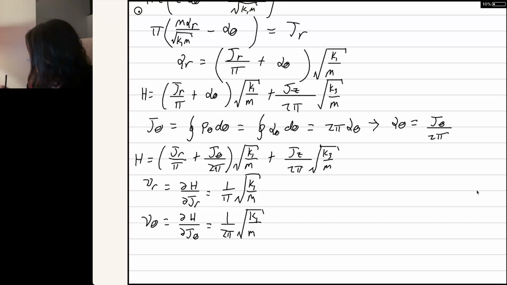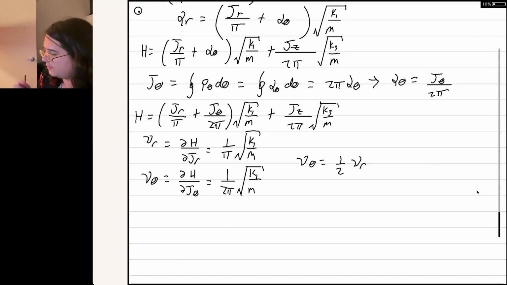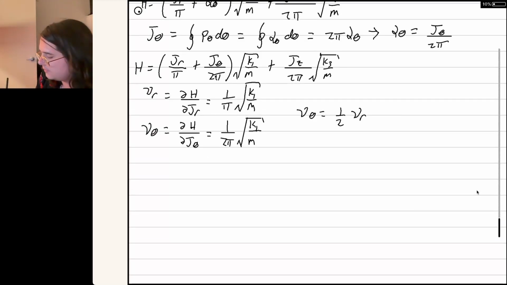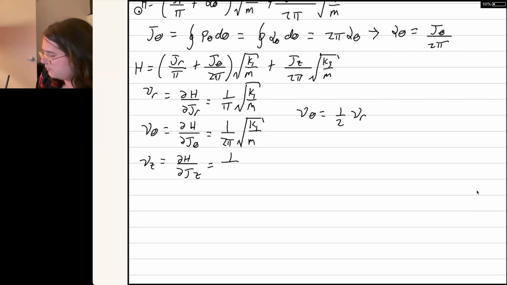It's not too hard to see that nu theta is just 1/2 of nu r. So it doesn't even have its own special dependence. It's just the same frequency divided by 2. And then nu z is just, we write out the derivation, del h del jz, 1 over 2 pi root k3 over m.